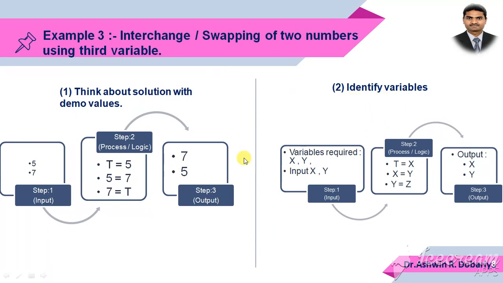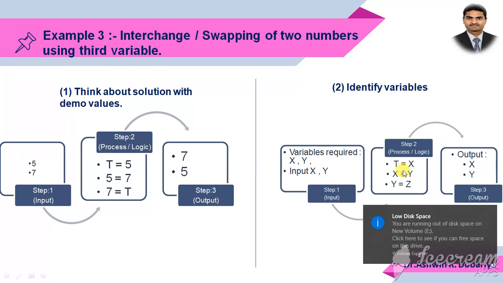Now in terms of variables, how many variables do we require? We require two inputs, so for that we require x and y, and using a third variable we require z also. So three variables we require, and we will give input for x and y. The third variable is, you can say, z or t. So the first number we will assign to the third variable, then the second we will override into x, and whatever the temporary variable is, we will assign to the second. Here there is a mistake: instead of t we can mention z over here. Then we will display the values x and y.